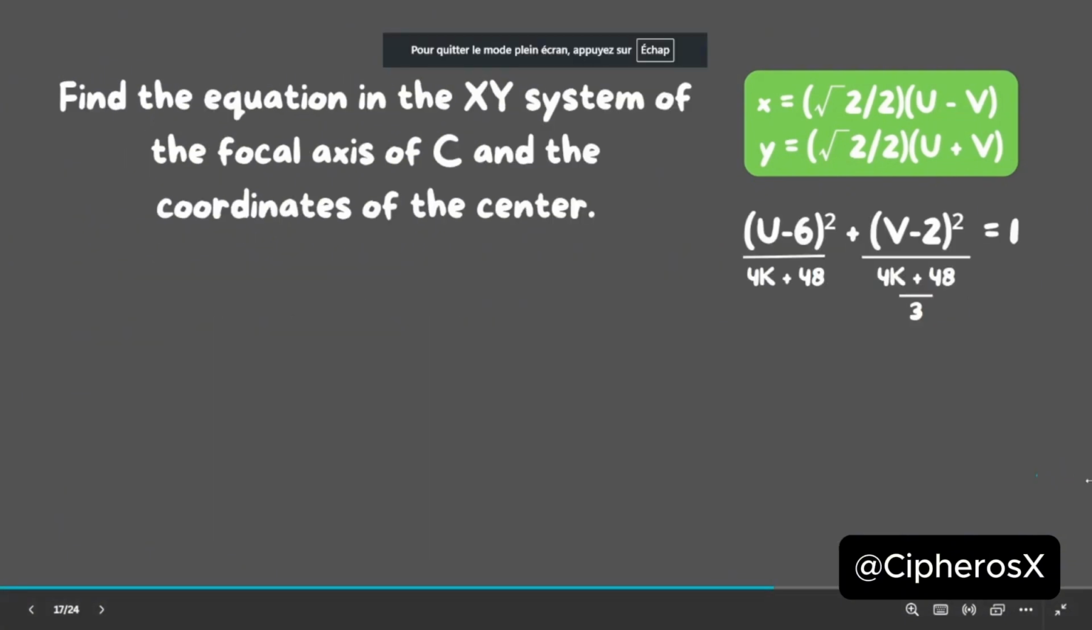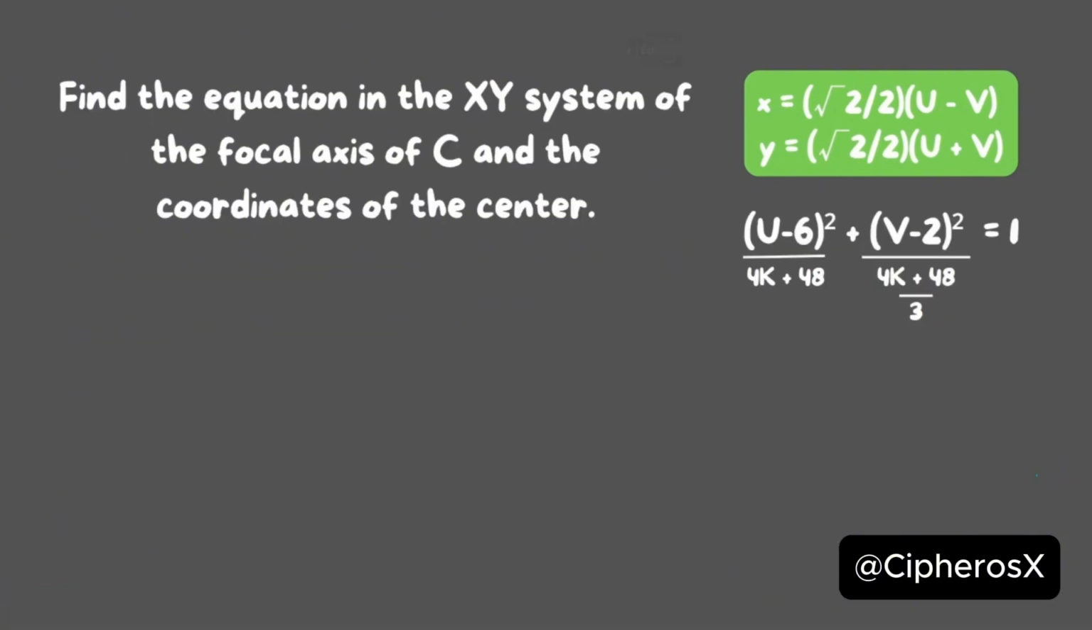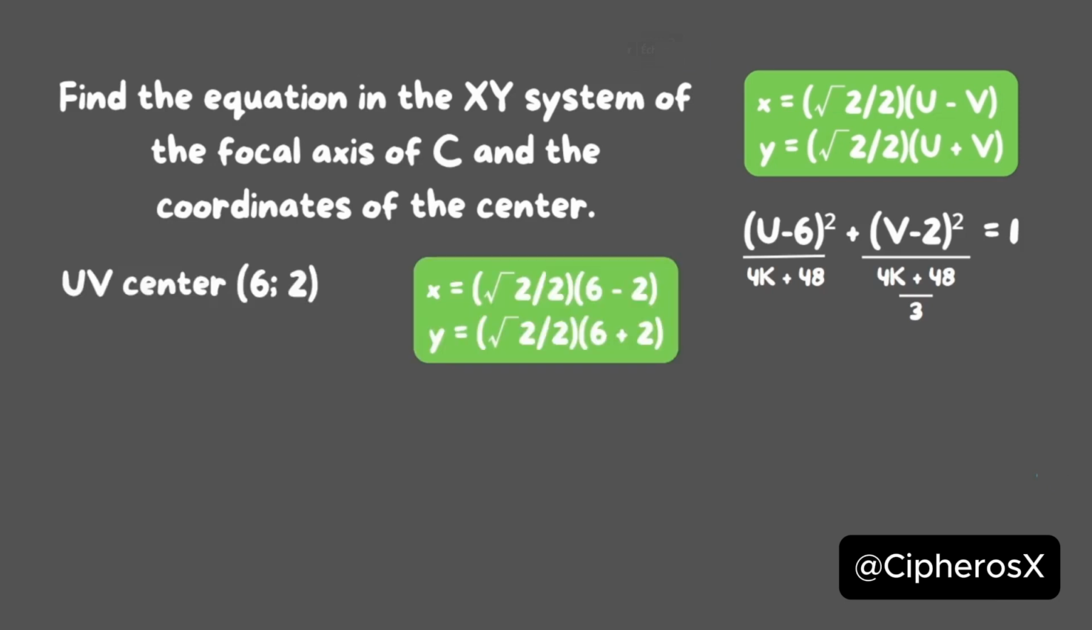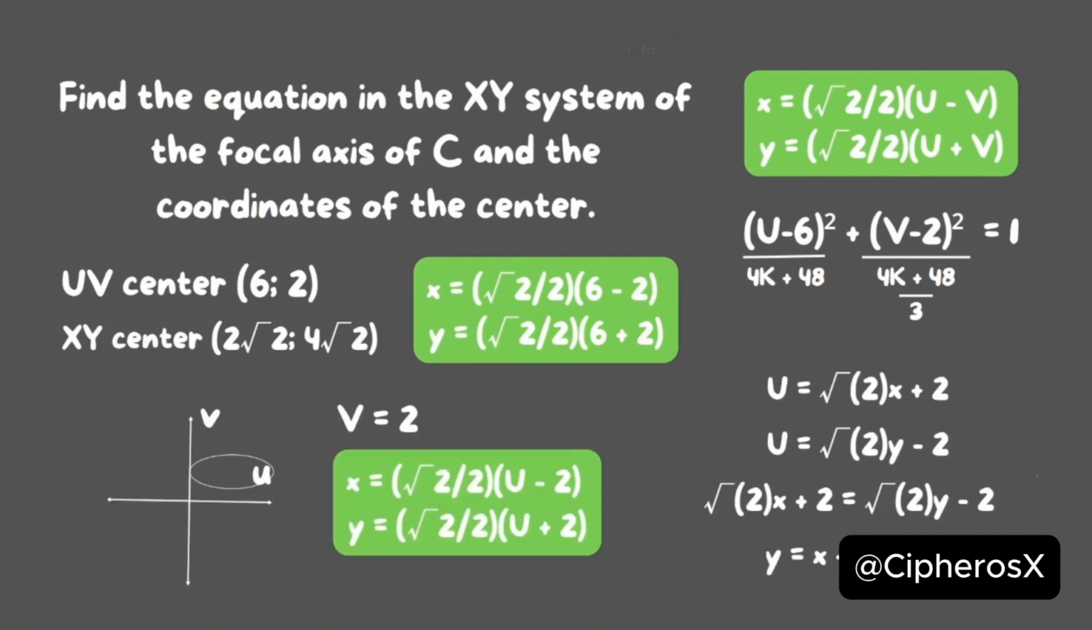Now the second part is to find the equation in the x and y system, and we don't actually have to use the minus 3 value. As we know, the focal axis is between the horizontal value, this is u, and the vertical value, this is b. By this locus, we know that this is 6, and to apply this u and b point on the transformation formula, we get that the x and y center is 2 square root of 2 and 4 square root of 2. Now the focal axis on the u and b system should be something like this.